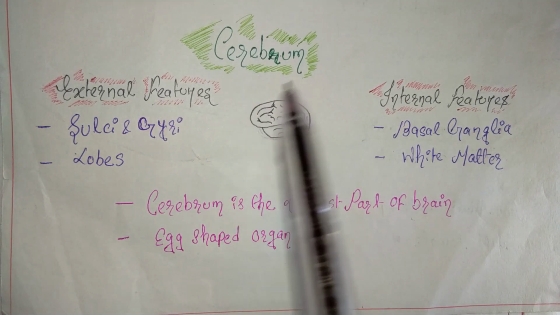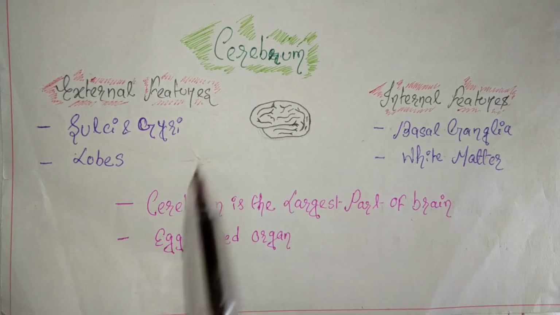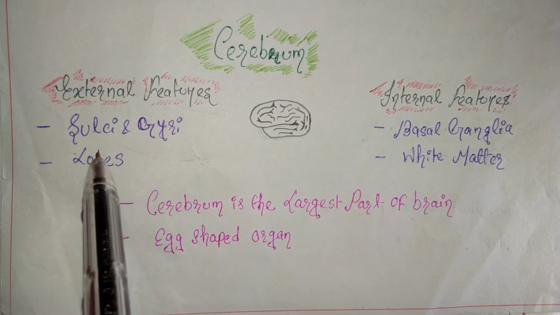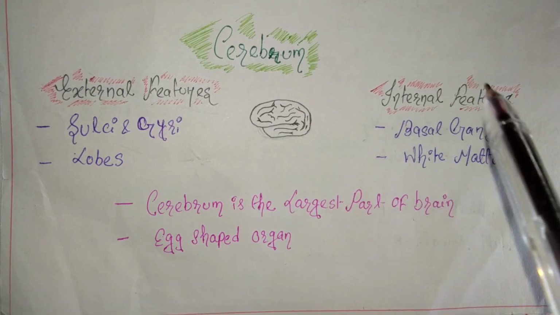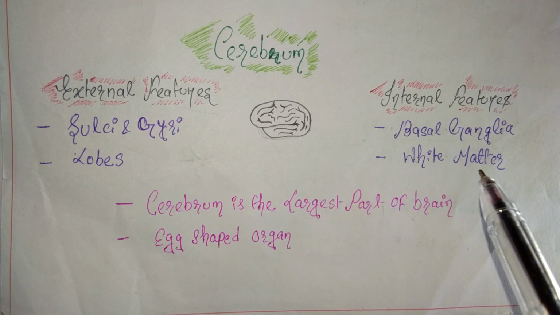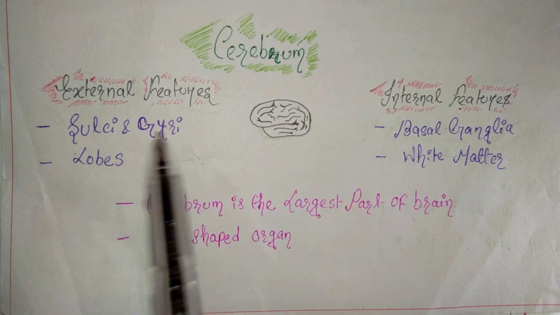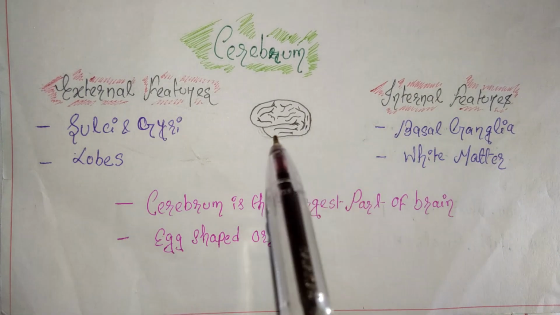We were already studying cerebrum, right? Already started. So external features, sulci, gyri and lobes. This is the cerebrum. Internal features, basal ganglia and white matter. Let's understand all these topics, all these points.